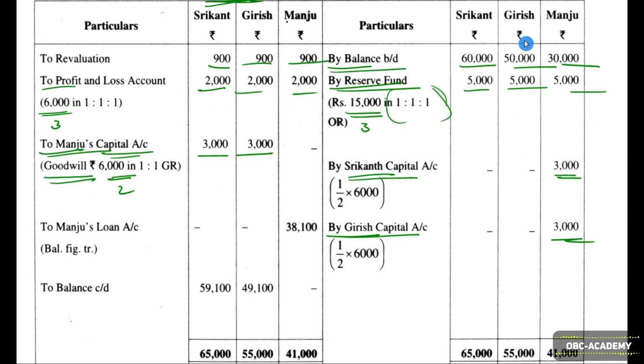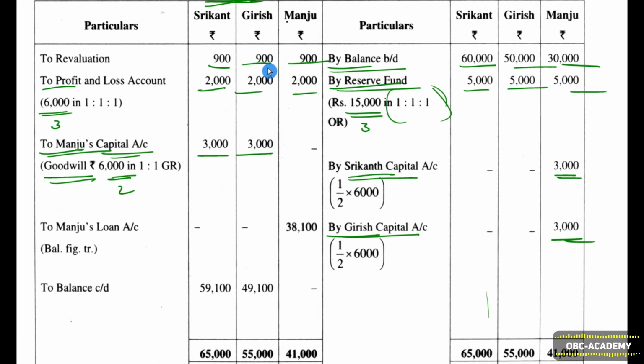So Srikanth 60,000 plus 5,000, the amount will be 65,000, and try to calculate for all the partners. Girish 50,000 and 5,000, you'll get 55,000. Manju 35,000 plus 3,000 plus 3,000, 41,000. So everything is added. That should be transferred here as well on the debit side.